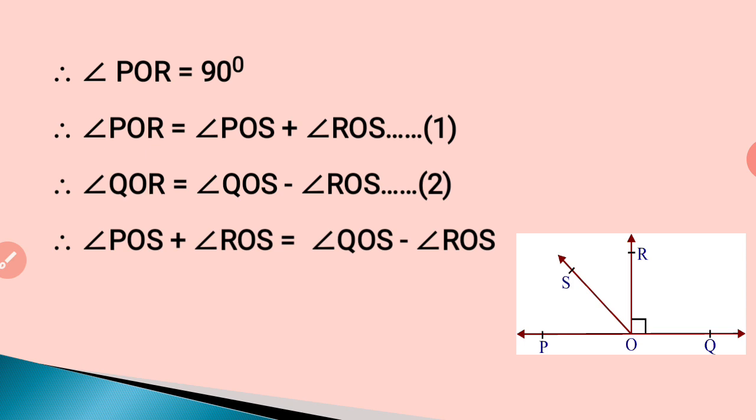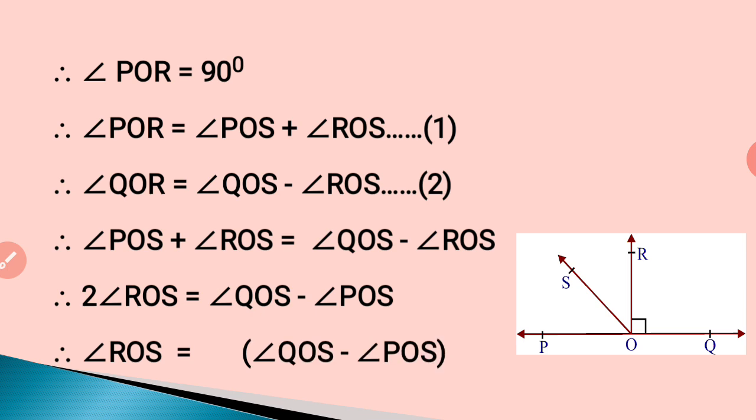In this statement, we are going to take ROS on one side. So let's transpose the things. ROS plus ROS makes it 2 times ROS and the rest on the other side makes the statement equal to angle QOS minus angle POS. Now let us transpose 2 to the other side. In that case, we get angle ROS equal to half of angle QOS minus angle POS. And this is what we were told to prove.